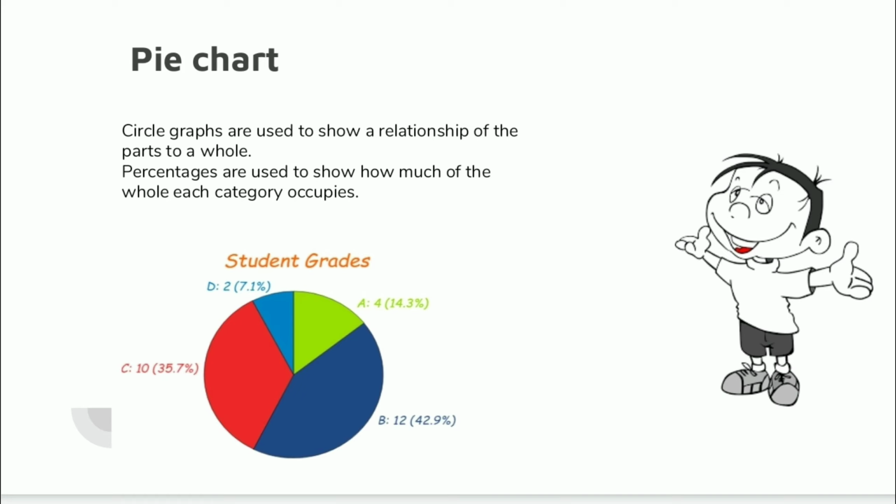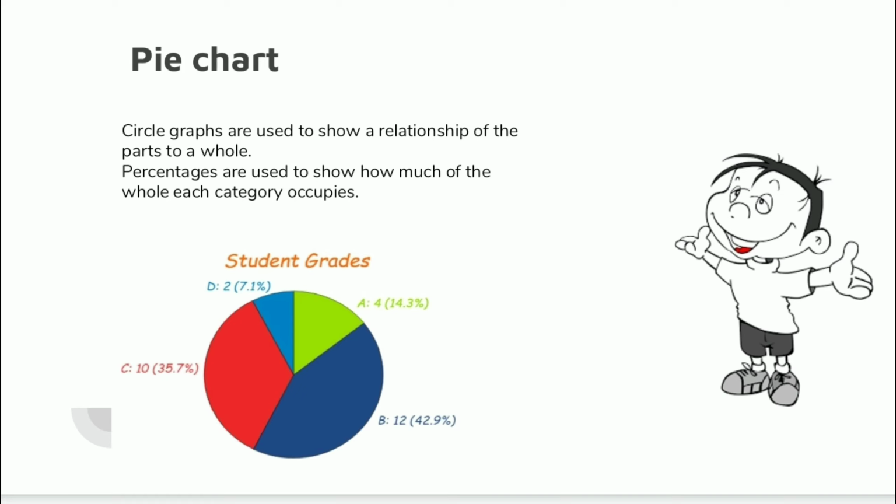Then the next one that's shouting out at us is C. So 10 persons in the class got C, and that equals 35.7% of the class. Then we see that 14.3% of the class got A, and only 4 persons got A. Finally, we have D, and that's where the least of the class is ranging, and only 7.1% of the class got D, and it was just 2 persons.